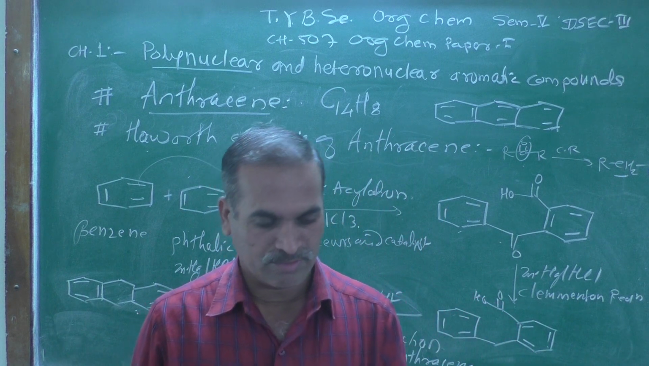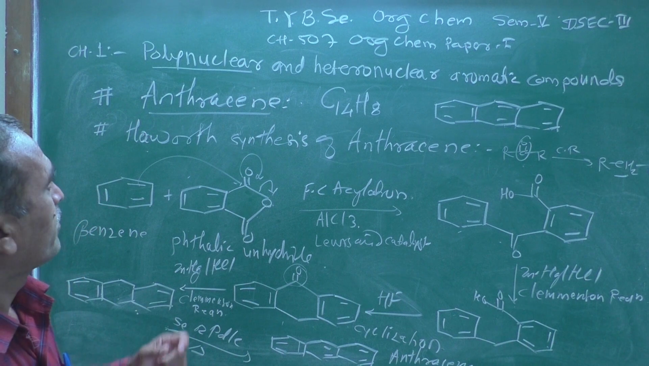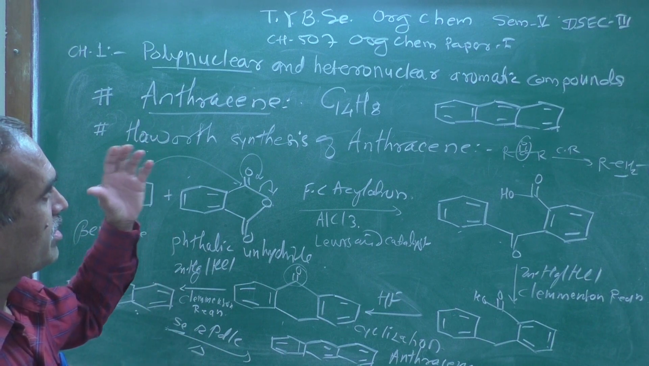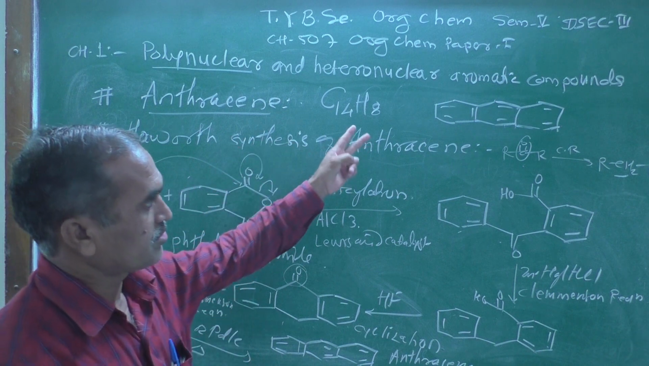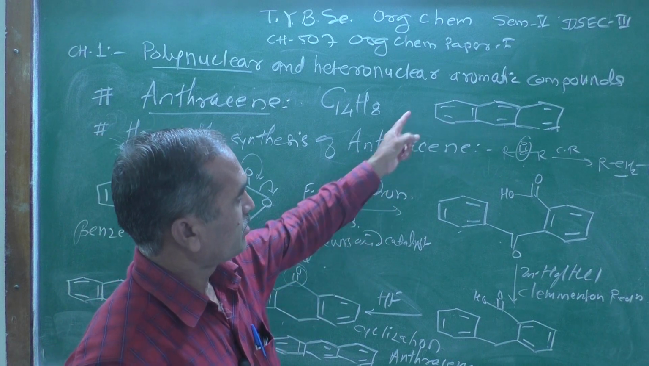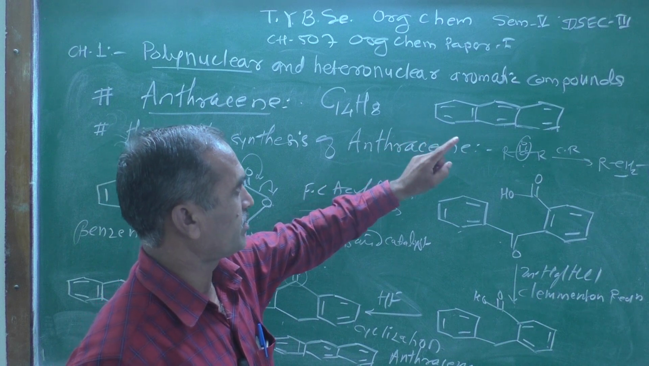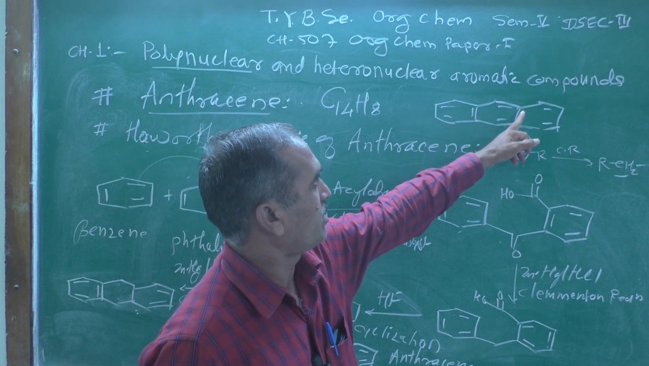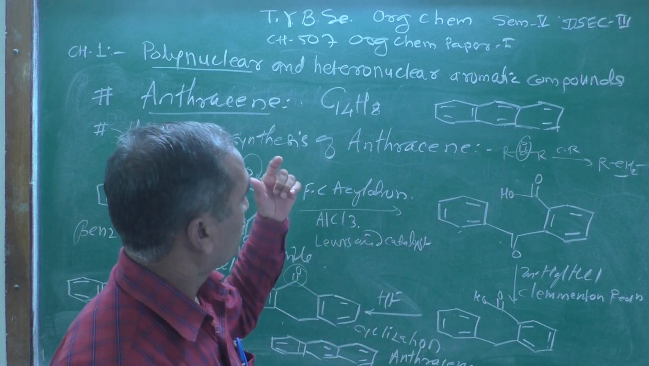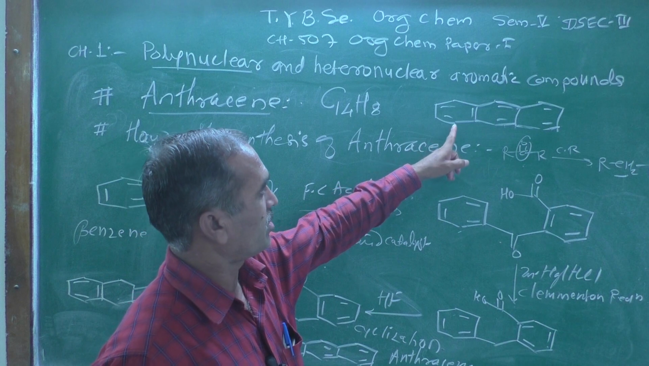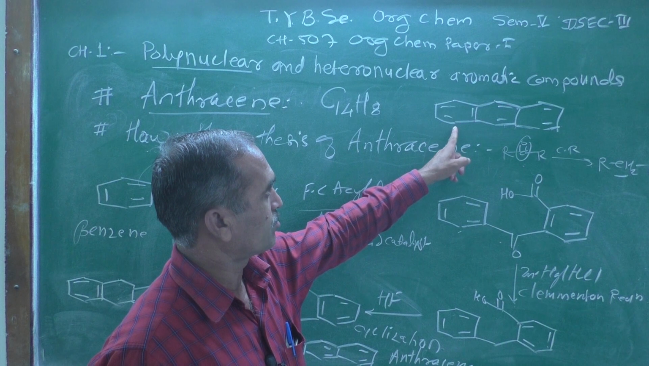I think yesterday we were discussing the Haworth synthesis of anthracene. As we know, it has a molecular formula C14H10 and the structure is represented over here. If you count the number of carbon atoms, you will find there are 14 carbon atoms: 6, 7, 8, 9, 10, 11, 12, 13 and 14. So the number of hydrogen atoms is at each corner like this. Here one hydrogen atom, because 3 bonds are already there, so 1.